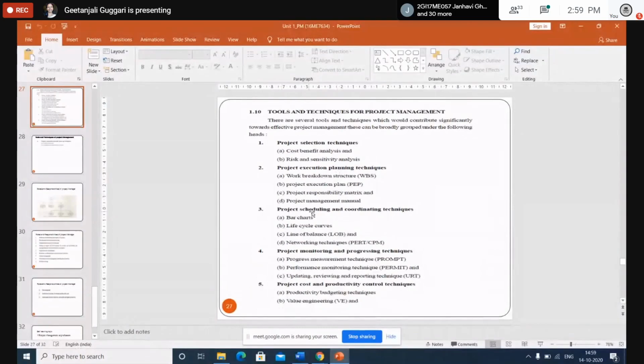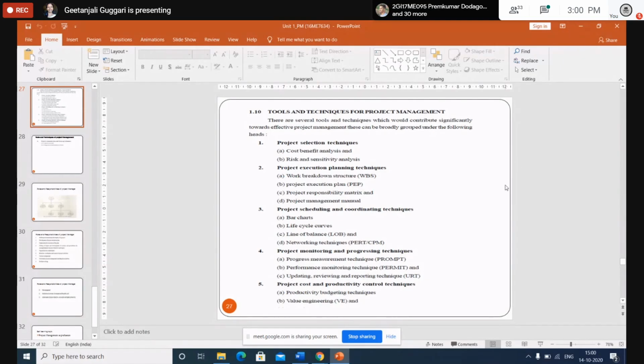Then third, project scheduling and coordinating techniques. Different scheduling techniques are there: bar chart, life cycle curves, line of balance, network techniques. Just note down the names of these techniques under the heading of project scheduling and coordinating. Then come to the fourth one, project monitoring. Which are the techniques available? Progress measurement techniques, performance monitoring techniques.